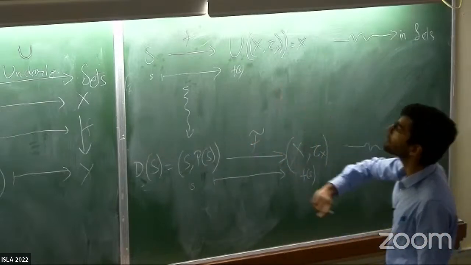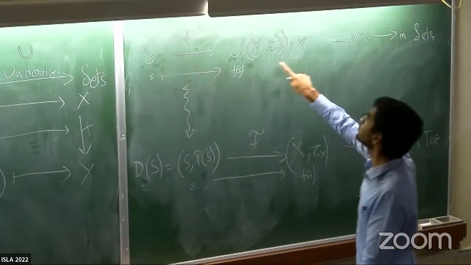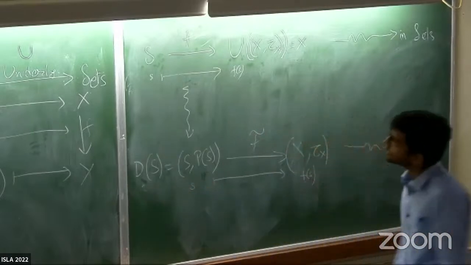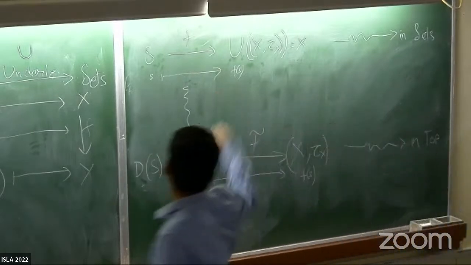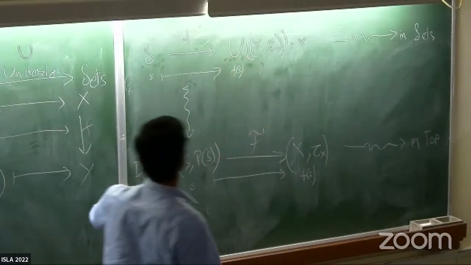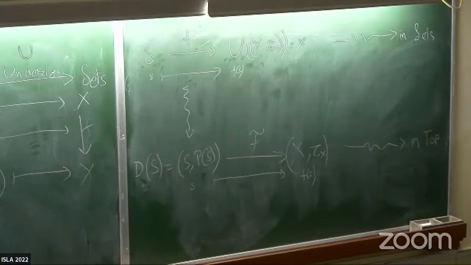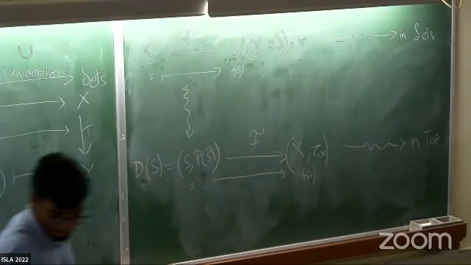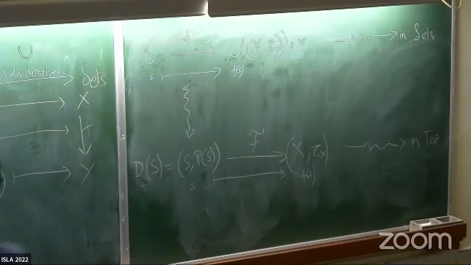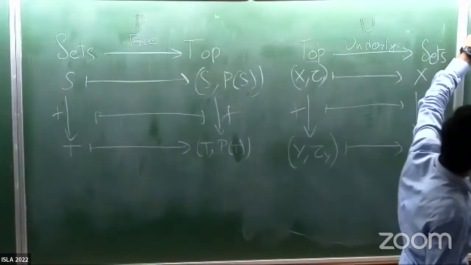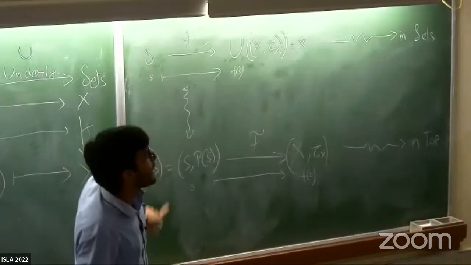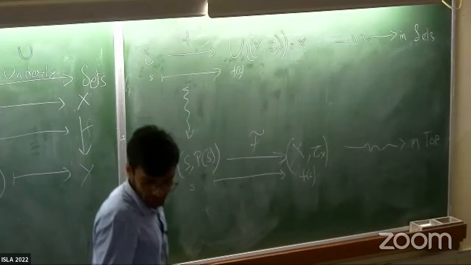So what this is telling you is that a map from S to UX gives me a map from DS to X. Once I'm applying U on one side, now I'm applying the other functor on the other side. Okay. So that's one side. You are getting a topological map from a set map. I want to get a set map from a topological map.